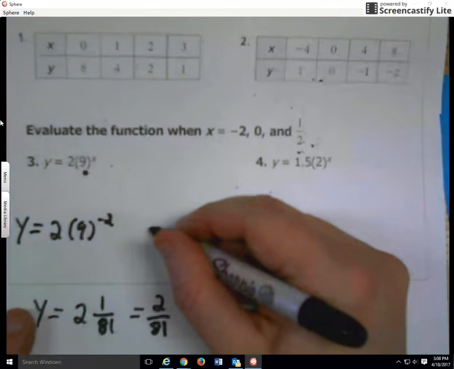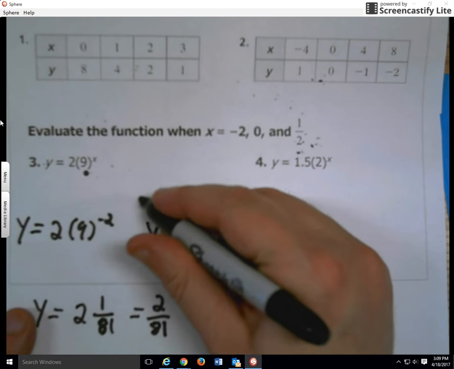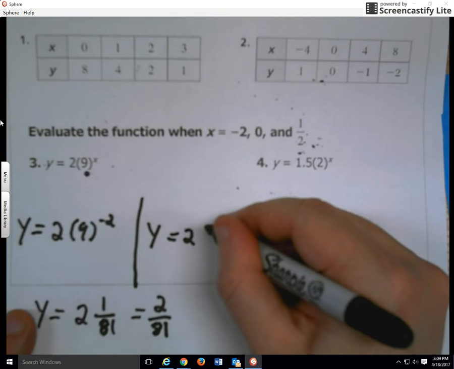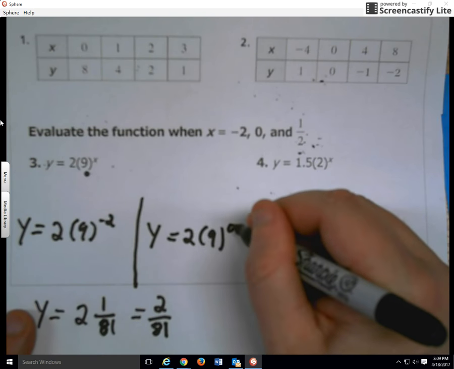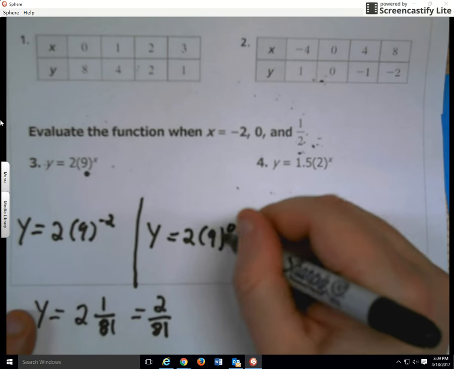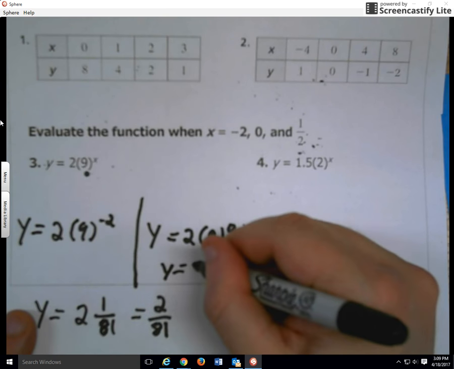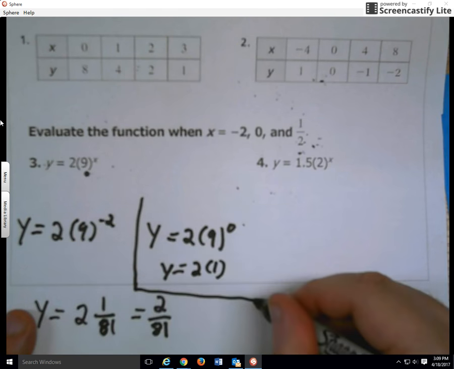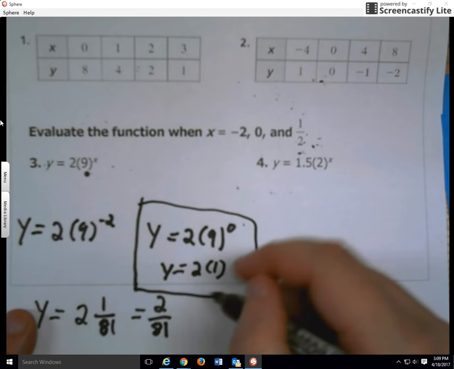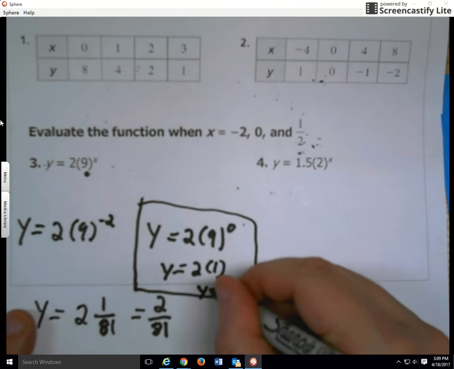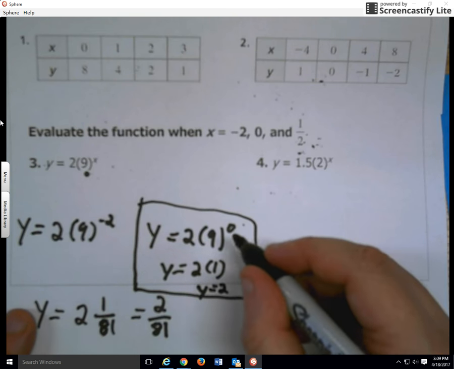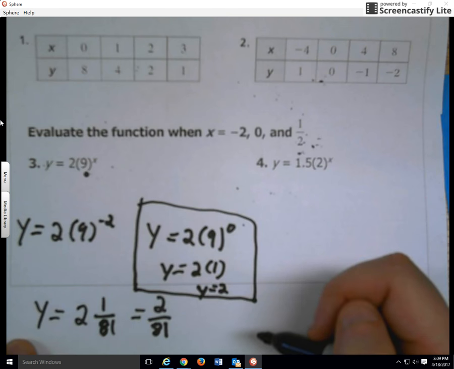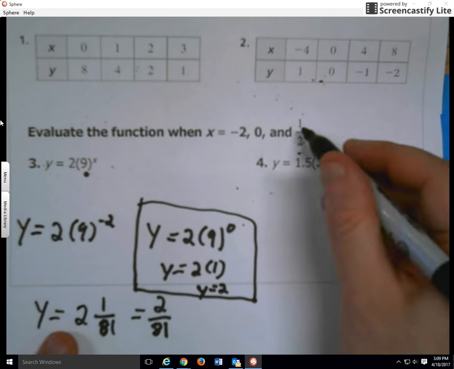So the same thing, y equals 2 times 9 to the 0 power, but anything to the 0 power is just a 1. So y equals 2 times 1, and the identity property of multiplication tells us that 1 times anything is the same number, so y equals 2. If you substitute in a 0, you end up with a 2. Let's do one more. It says if we substitute a half in.